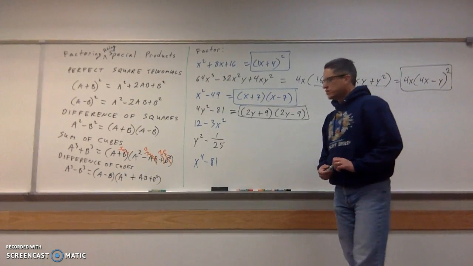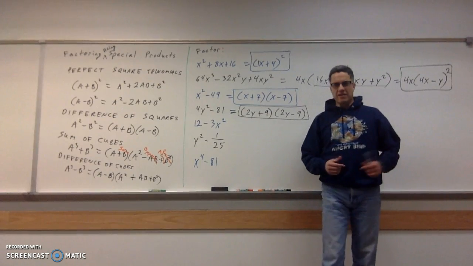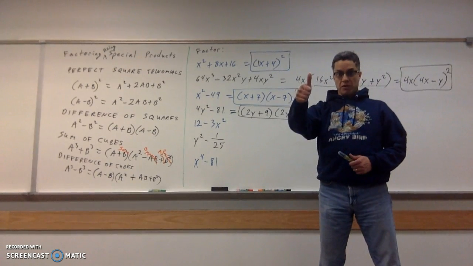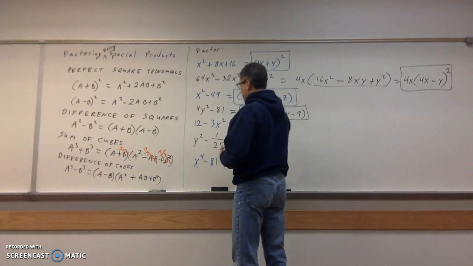All right, part two, let's do this. I've got 12 minus 3x squared. We need to factor this. Rule of thumb, greatest common factor. Keep drilling that one through your mind. I've got that in this case.